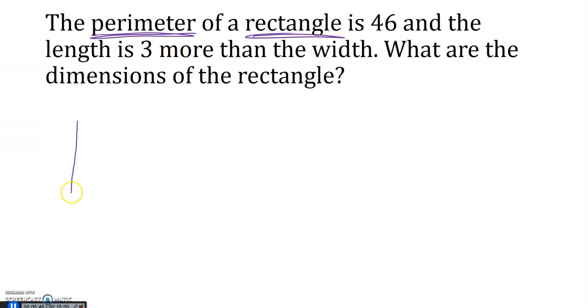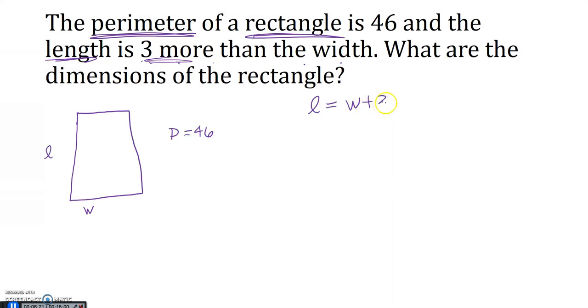Let's draw a rectangle. Not the best rectangle in the universe, but that's okay. The perimeter here is 46. And I know the length is 3 more than the width. And technically, it doesn't really matter which one is the length and which one is the width. So if I say that this is the width and the length is 3 more than the width, the length is the width plus 3.